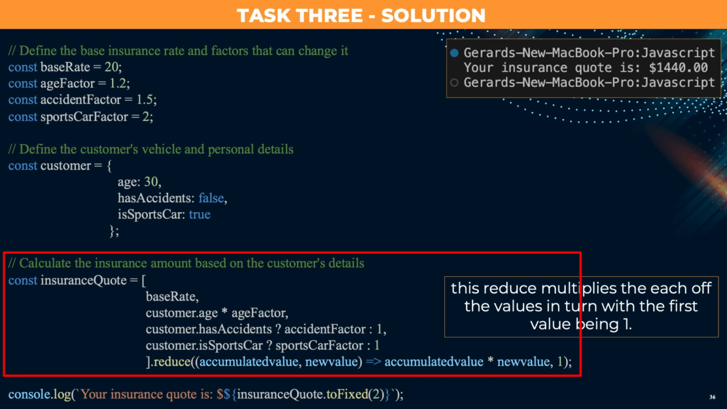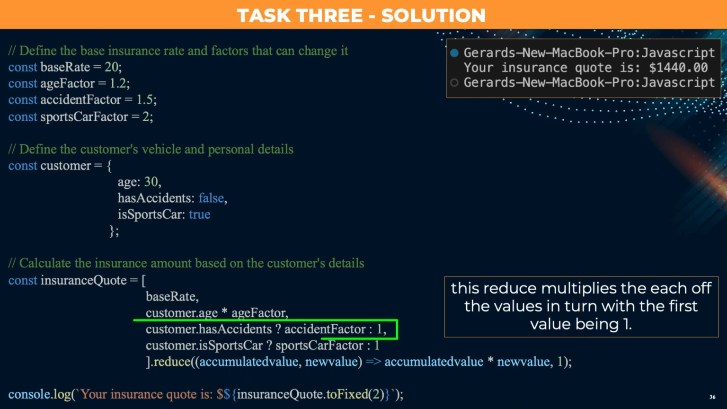Then, if there has been an accident, we will just leave the value as 1.5. Otherwise, we'll change it to 1. If it's a sports car, then we just leave it as sports car factor, which is 2. Otherwise, we change it to a 1. So these are our 2 ternary operators.